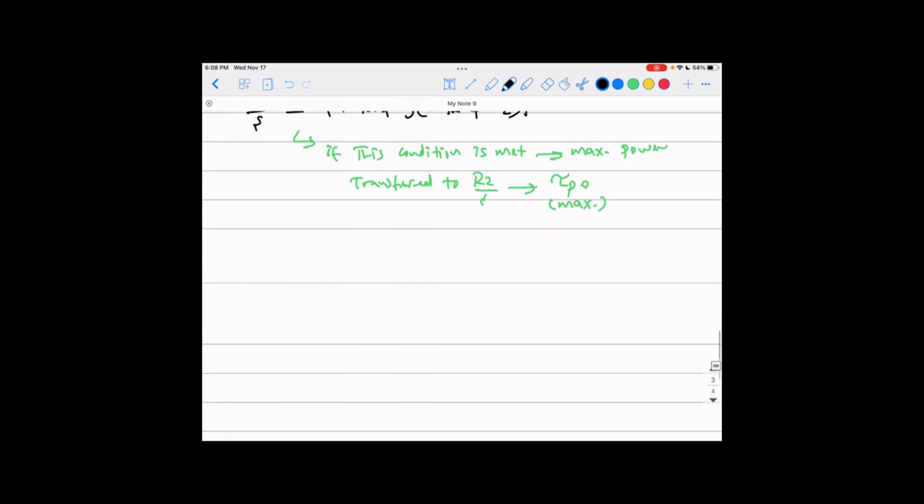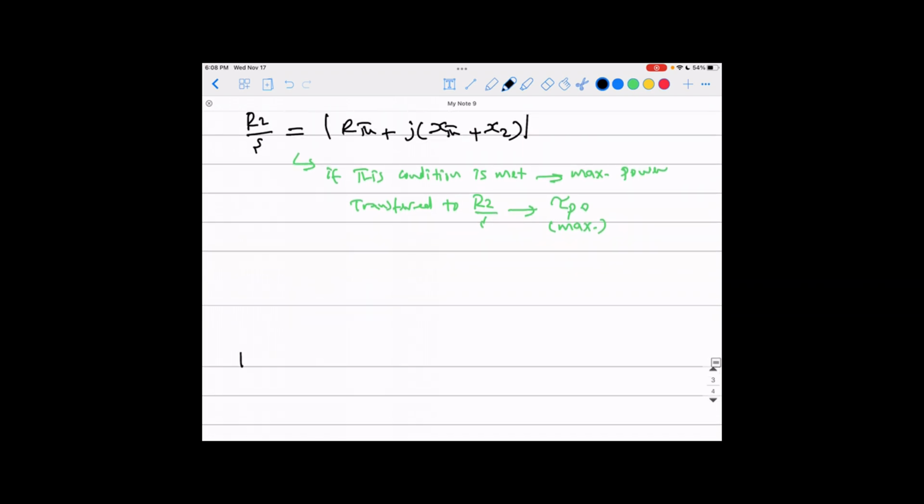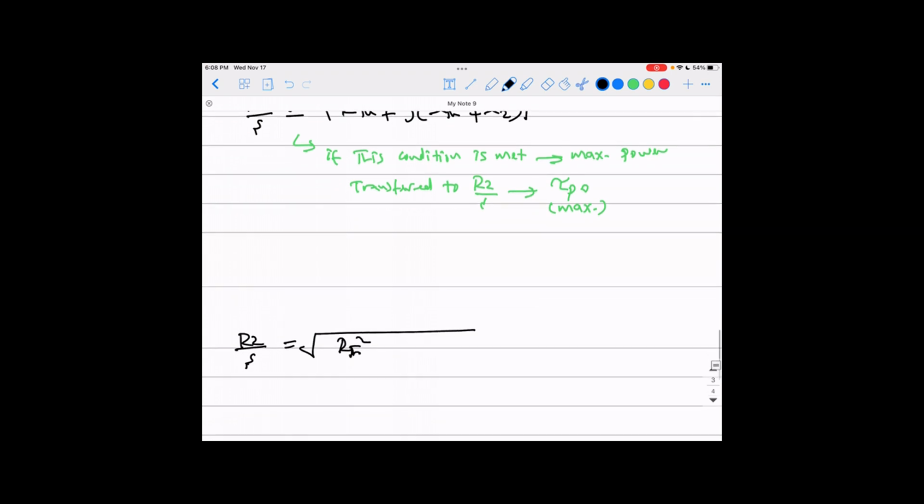So how to find R2 over S as the magnitude of this? Easy. R2 over S here will equal the magnitude of this, which is the square root of the real part, which is R Thevenin squared.